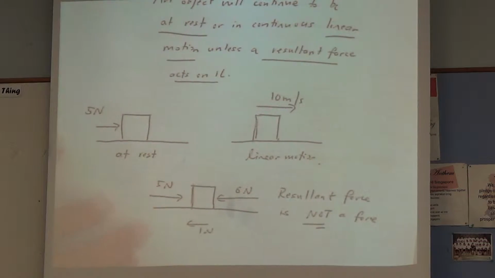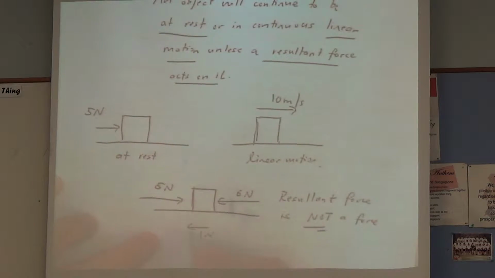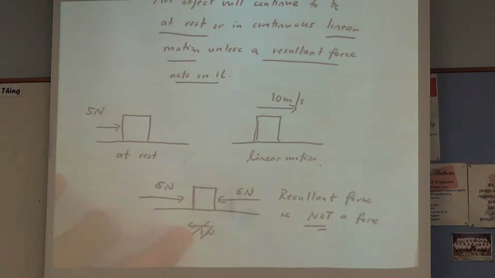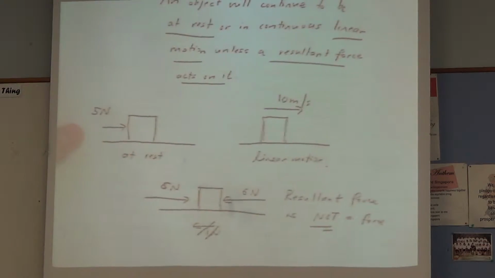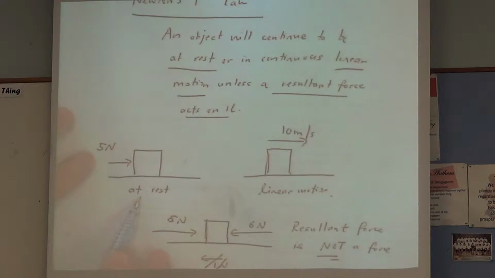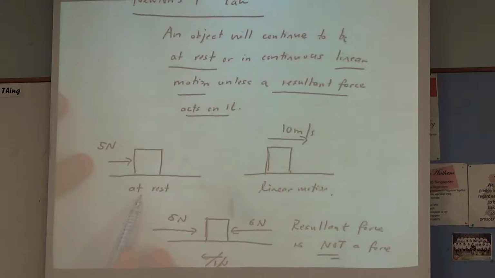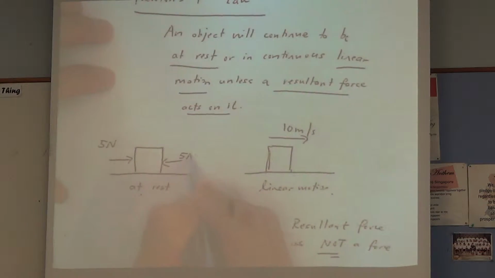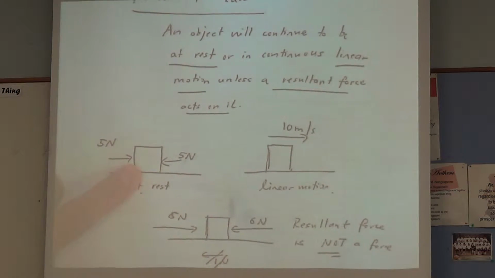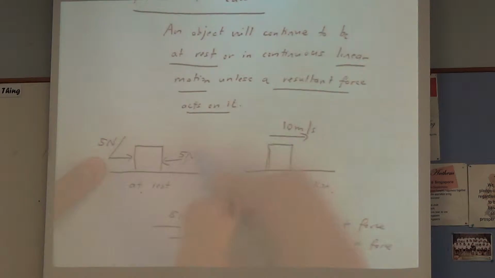Now, what if both sides are 6? There's no resultant force. That brings us to the next part: if this object is at rest and I exert 2 forces of 5 Newton, 1 on each side, what will happen to this object? It will just stay there because both will cancel each other out.